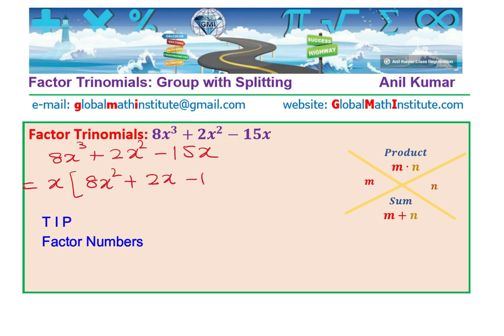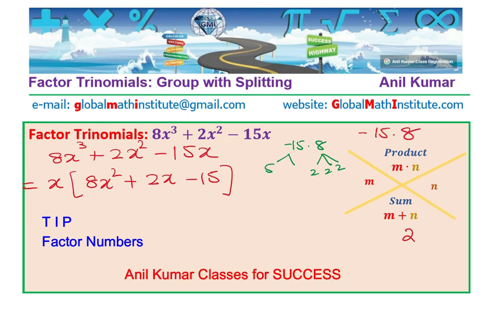2x minus 15. The product is minus, because 15 times 8, let me write minus 15 times 8, and the sum is just 2. So the numbers are right in between, very close, right? So let's look into possible numbers. Minus 15 times 8. 8 could be written as three 2's, right? And 15 is 5 times 3.